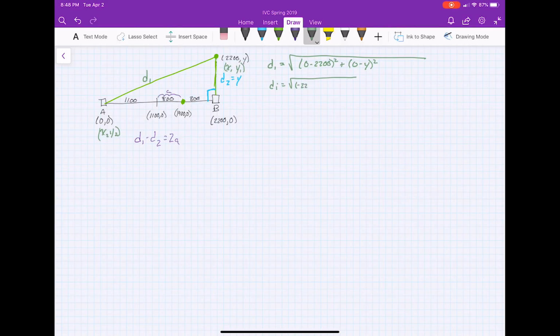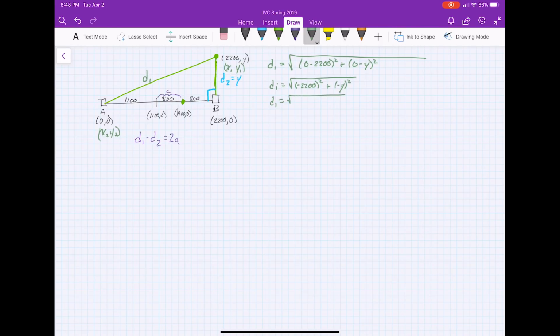And then that reduces down to distance is equal to the square root of negative 2,200 squared plus the quantity negative y squared. I guess it's important to make that distinction because whatever this turns out to be, it's going to be a positive value because, you know, negative times a negative is positive.